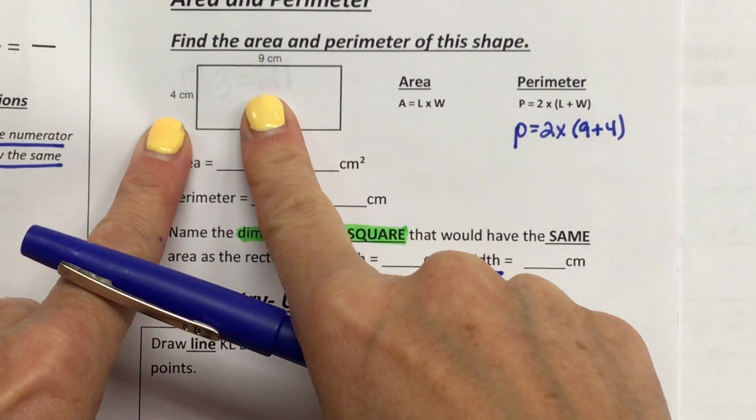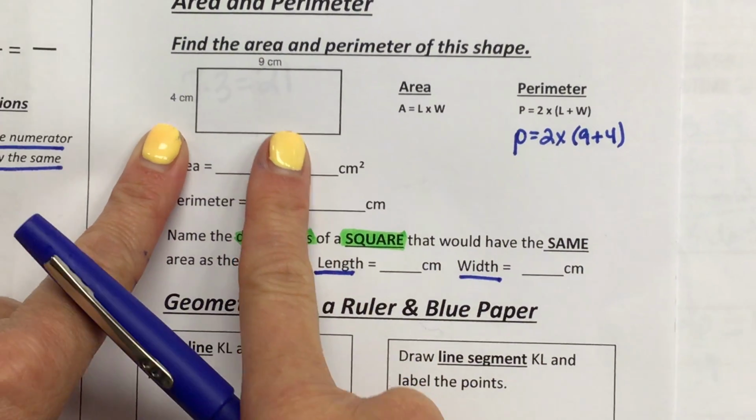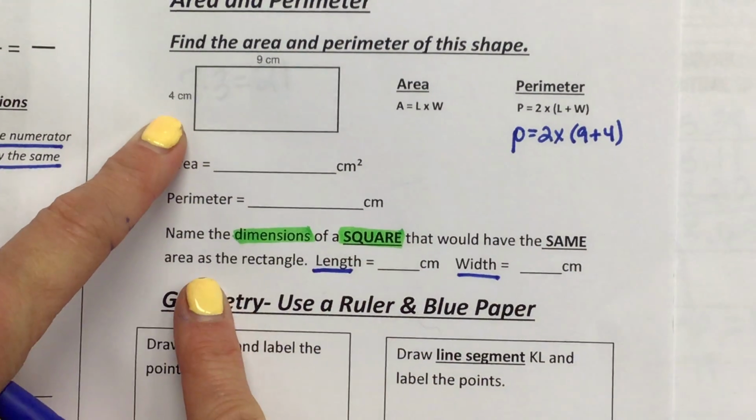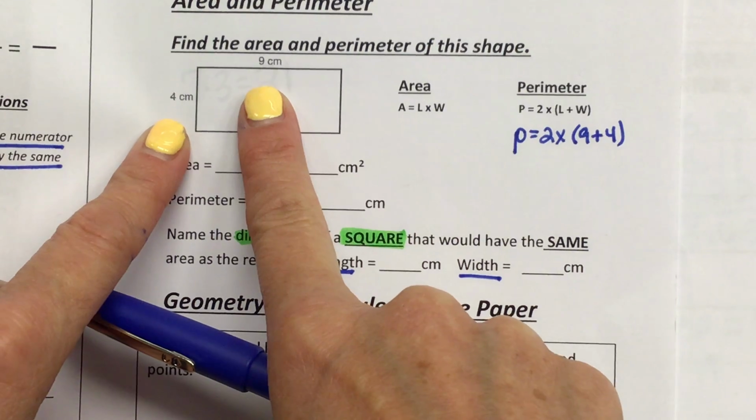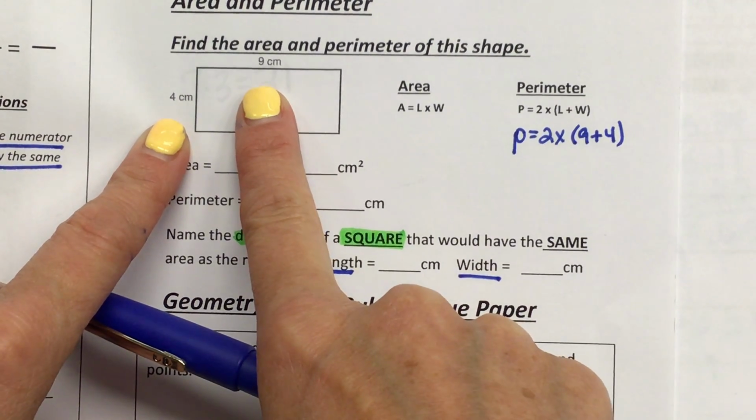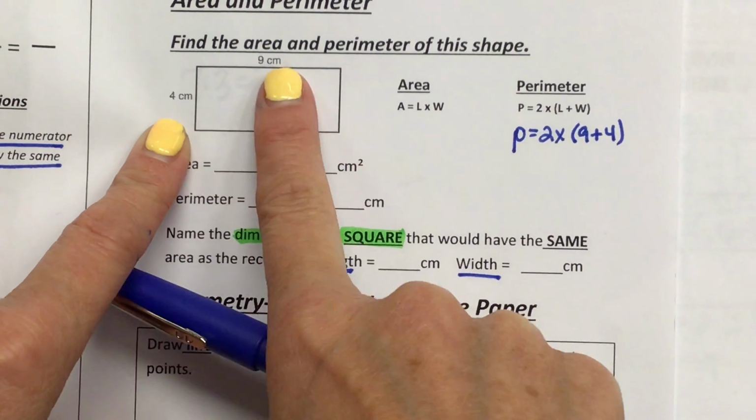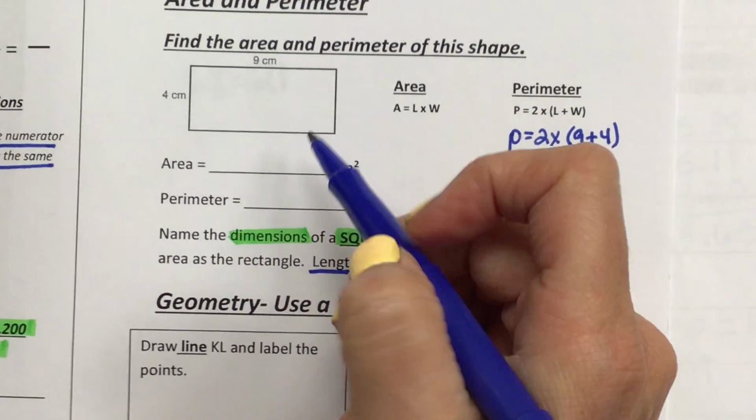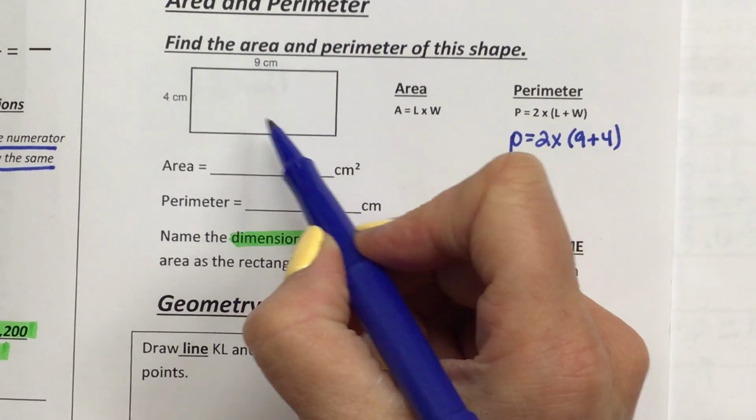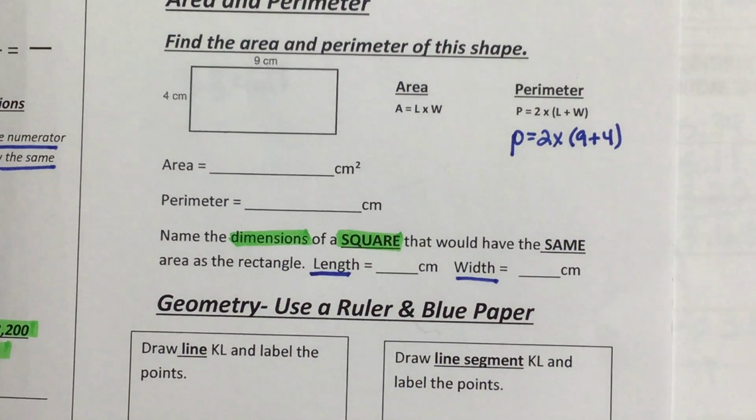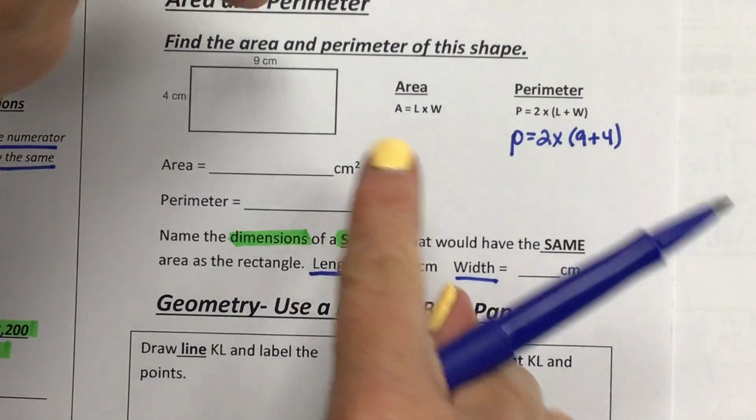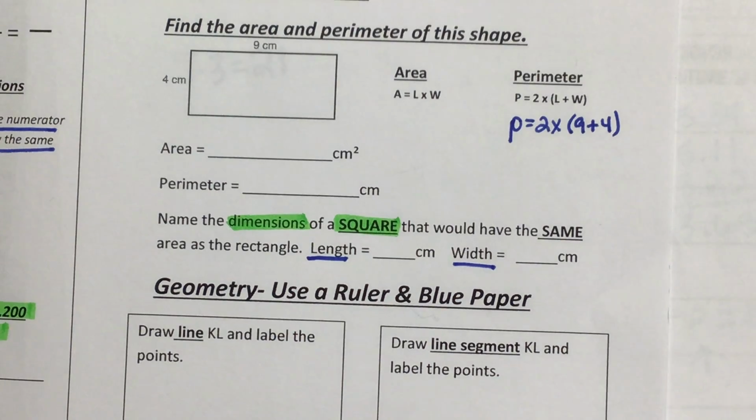The dimensions are the length and the width. So the dimensions of this rectangle are 8 and 4. I'm sorry, 9 and 4. 9 times 4, 9 by 4. That's what the dimensions are. So when you figure out the area, then what else can I multiply to get that same area? What other numbers can I multiply that?